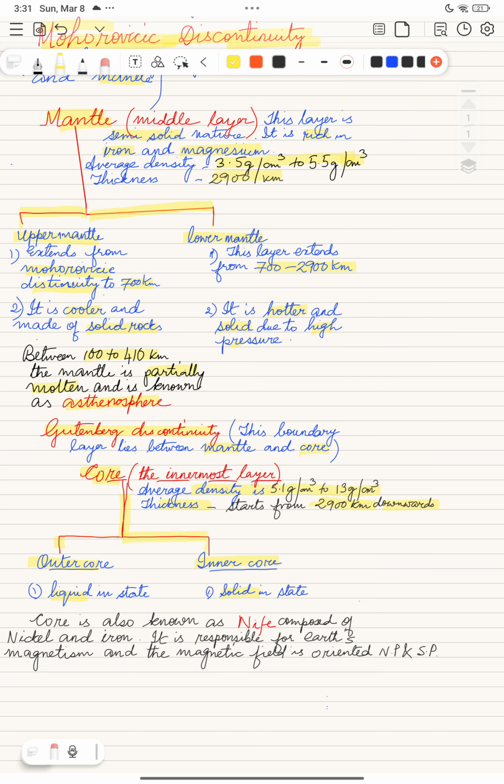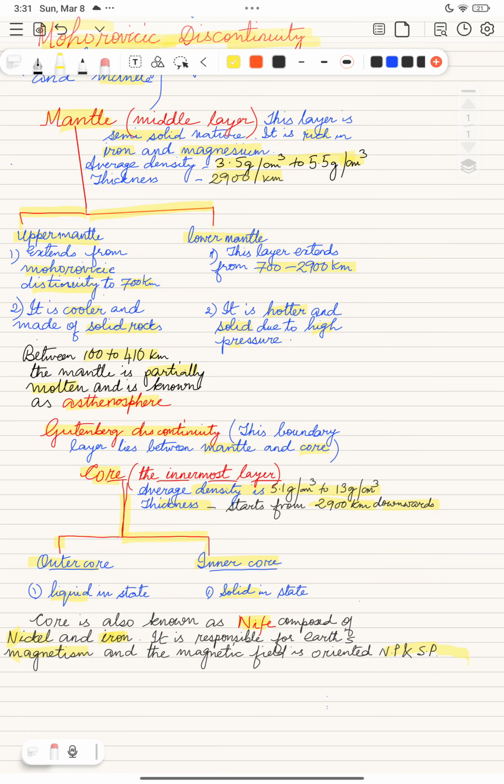Core is also known as NiFe because it is composed of nickel and iron. Ni for nickel. Iron, we know it's also known as ferrous, so Fe for iron. It is responsible for Earth's magnetism, and the magnetic field is oriented North Pole and South Pole. That's all for this chapter, children.